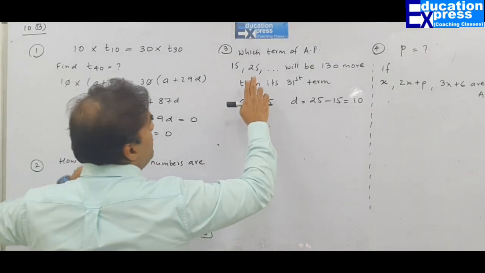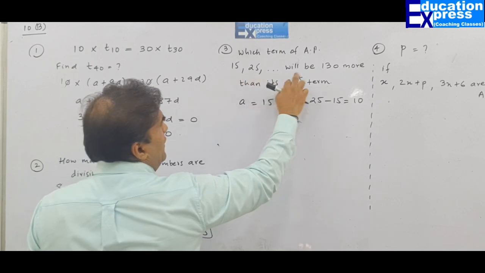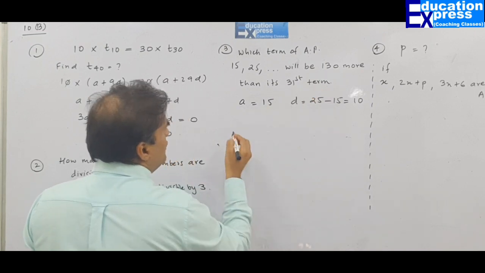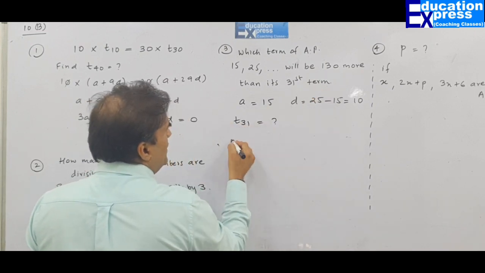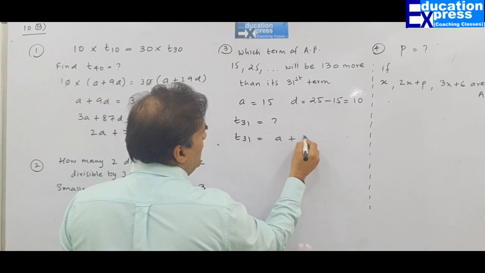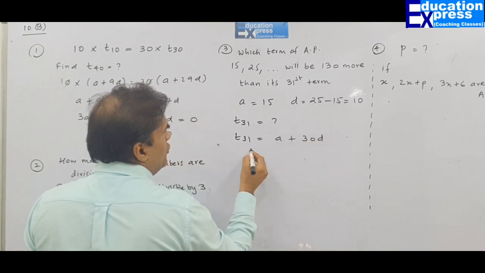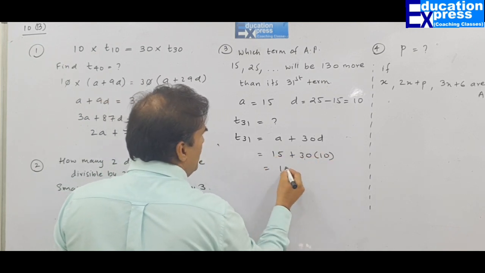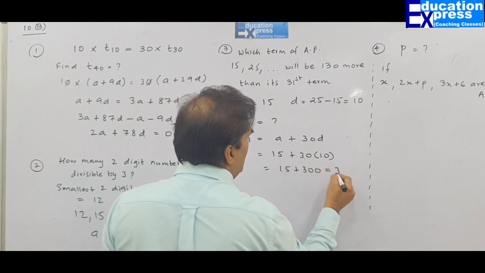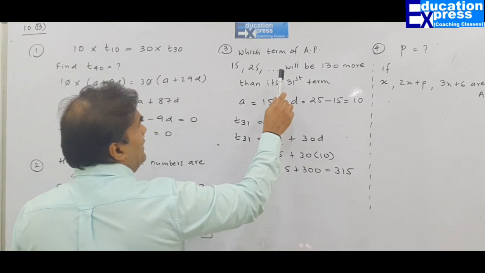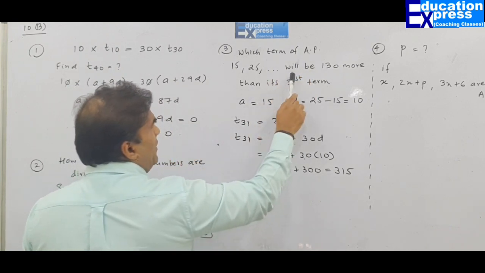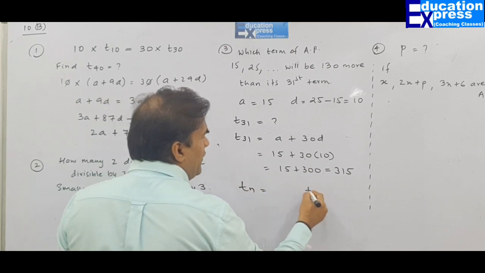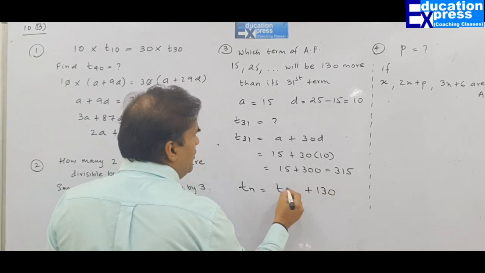So they are asking you which term of the AP will be 130 more than its 31st term. So let us first find out what is the 31st term. 31st term would be A plus 30D. So A is given to us as 15 plus 30 multiplied by 10. 15 plus 300, 315. They are asking which term of the AP will be 130 more. So which term? Let us say the nth term, which will be 130 more than the 31st term.